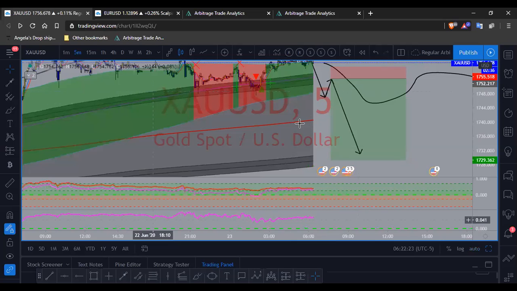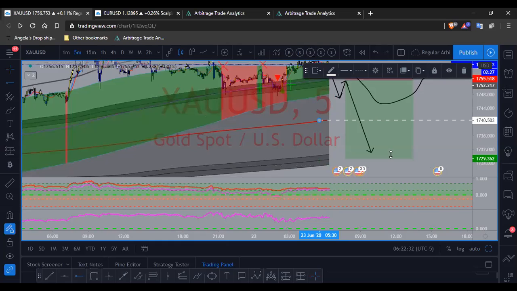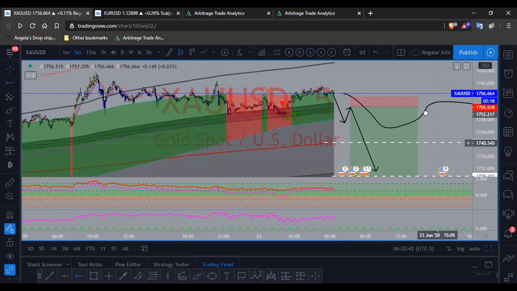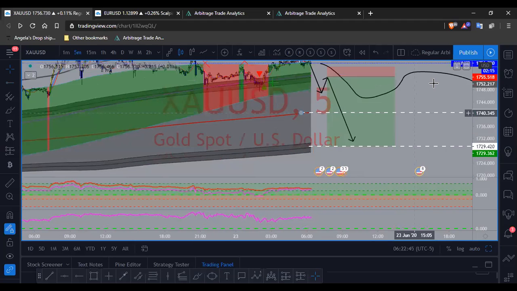Taking partials, I would suggest taking partial profits at around 1740, like probably take away 50% of the trade there, and then your TP would be 1730 or 1729. I would take it at 1730. That's what I would be looking for. These are just my two target areas.